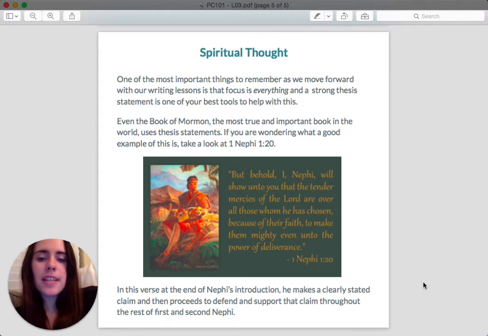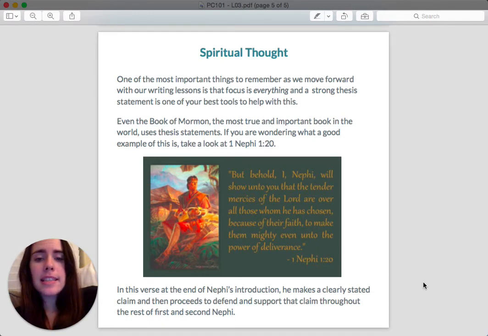In this verse, at the end of Nephi's introduction, he makes a clearly stated claim, and then he goes on to support that claim throughout 1st and 2nd Nephi. You can identify all three elements of the formula that we talked about here. It is a beautiful start to this book and to the Book of Mormon itself.